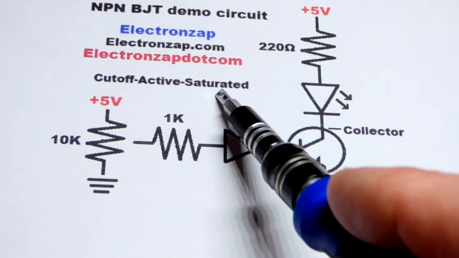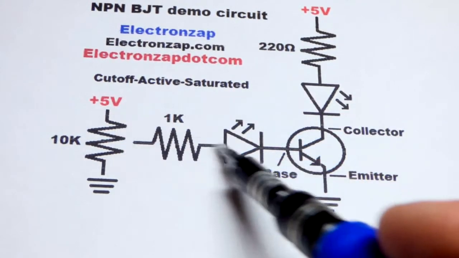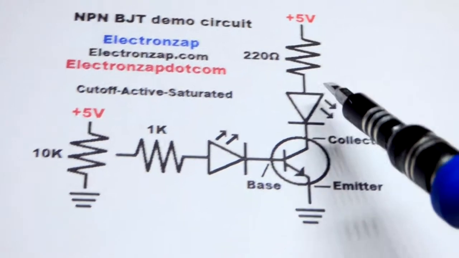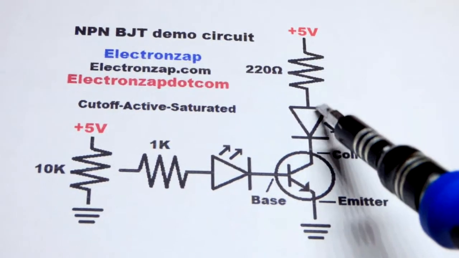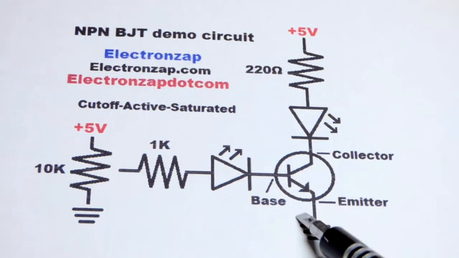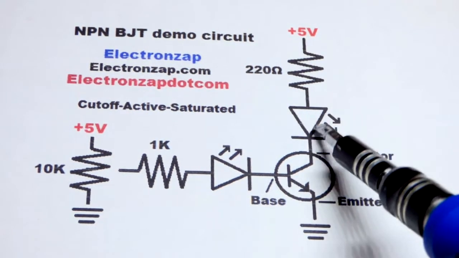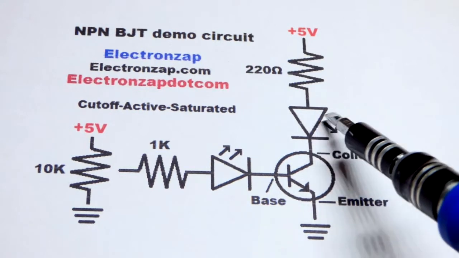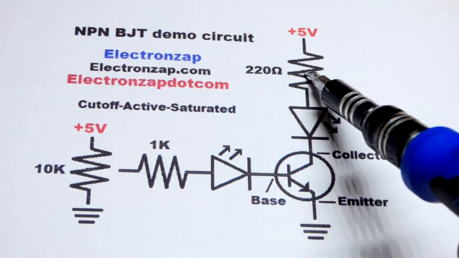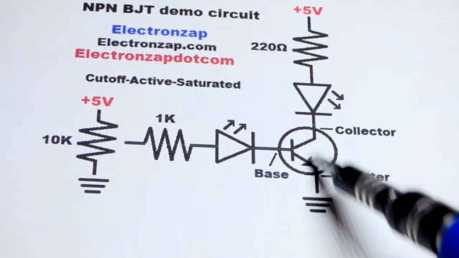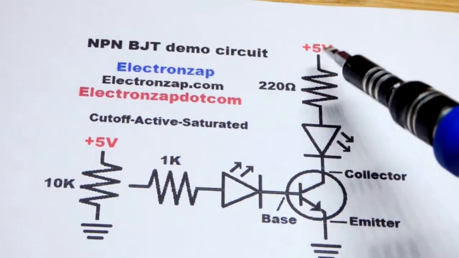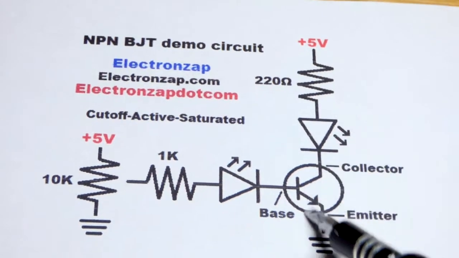The other extreme is saturated. That means we have some current going through the base, and there's enough current going through the base to allow a large multiple amount of current to go from collector to emitter. As long as that amount is more than what the LED and resistor need, it provides basically no resistance. It's like a closed switch, a direct connection to ground. The resistor and the LED will limit the current.